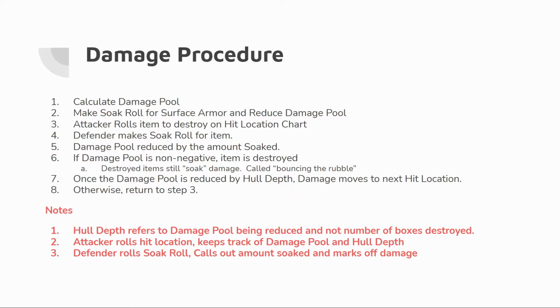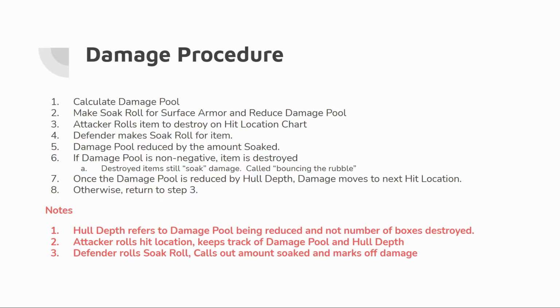After we calculate the damage pool, we then make a soak roll for the surface armor, and we reduce the damage pool. Then, using the first hit location that we're hitting, the attacker rolls to see what's destroyed. The defender then makes the soak roll for that item. The damage pool is reduced by the amount soaked. If there's 0 or more points left in the damage pool, the item is destroyed.